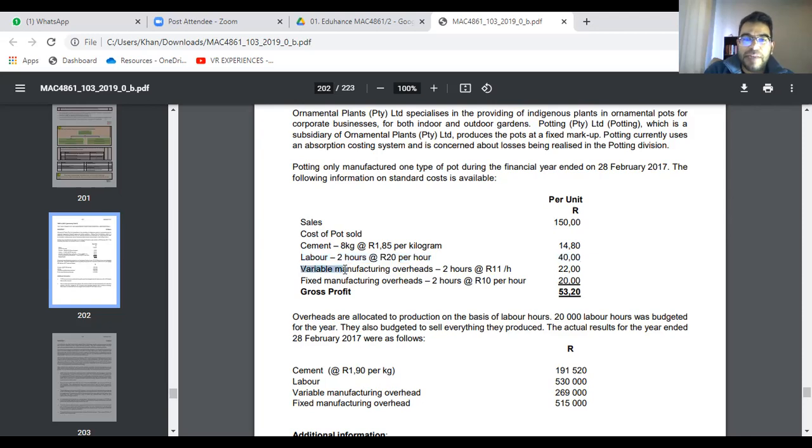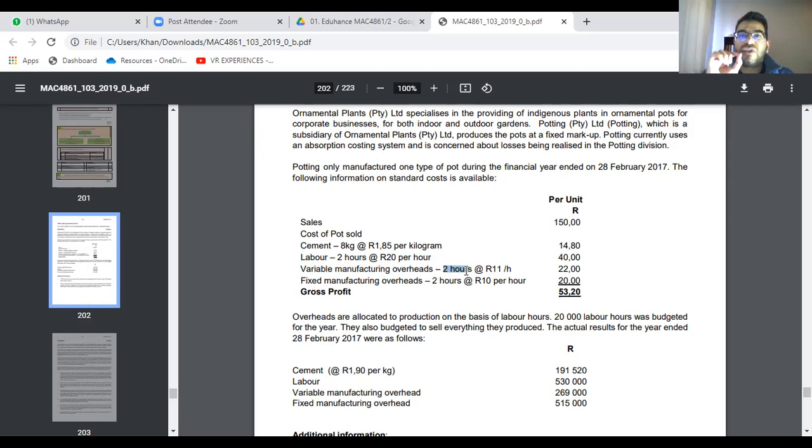Same story, variable manufacturing overheads. They never told us what is the basis of allocating overheads at this point, right? Maybe further on, but at this point, they never told us. But here you can see they're telling you it's hours. So you can already tell yourself that overheads is allocated based on labor hours. Variable manufacturing overheads is allocated based on labor hours. Remember, each overhead, variable and fixed, can be allocated on different bases. Okay, so variable overheads is based on labor hours.